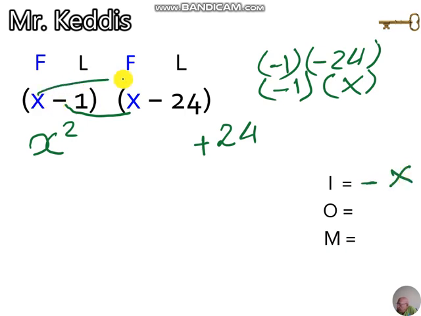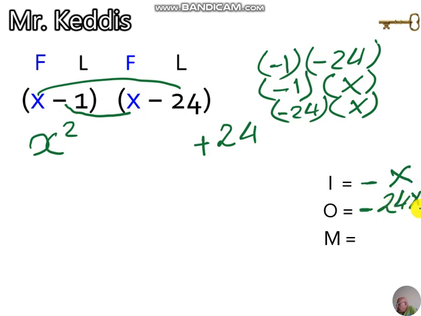The outer term, which is negative 24 times x. Negative times positive, I get negative 24x. Both signs negative, the sign stays negative. 1 plus 24, I get 25x. Means the middle term is negative 25x.